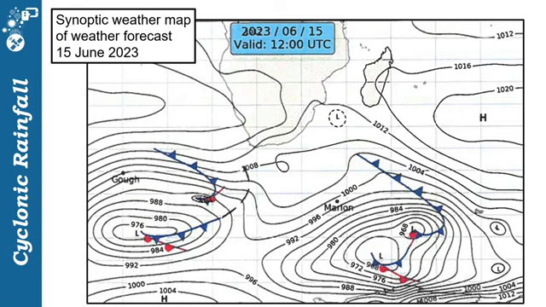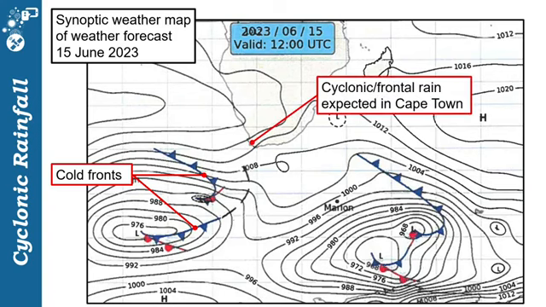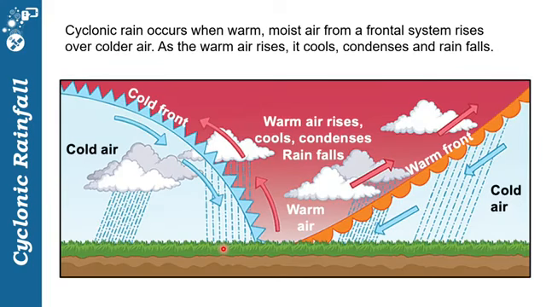So, cyclonic rainfall the lady spoke about. Cyclonic rainfall comes from mid-latitude cyclones, okay? They're associated with cold fronts. In this case, Cape Town will expect cyclonic rainfall. We can see where Cape Town is, and we see there's a cold front approaching Cape Town, okay? There's Cape Town. There's the cold front approaching Cape Town, so we can expect frontal or cyclonic rain over Cape Town. When does cyclonic rain occur?